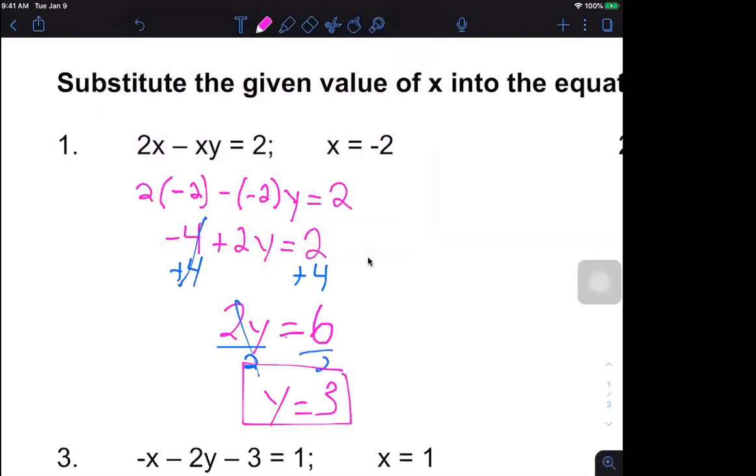My 3s are not looking good today. I apologize to everybody. There's some ugly 3s.